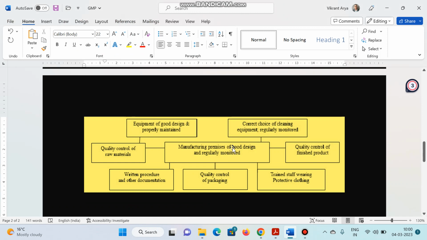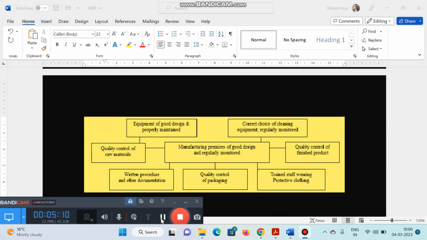Let's recall the components again. As you can see, manufacturing premises of good design and regularly monitored. Of course, good quality control of packaging, the trained staff wearing protective clothing, quality control of finished product also. There are different written procedures and other documentation that are also part of GMP. And of course, the quality control of raw material, equipment of good design and properly maintained, and the correct choice of cleaning equipment regularly monitored. So it has a procedure for each and everything.